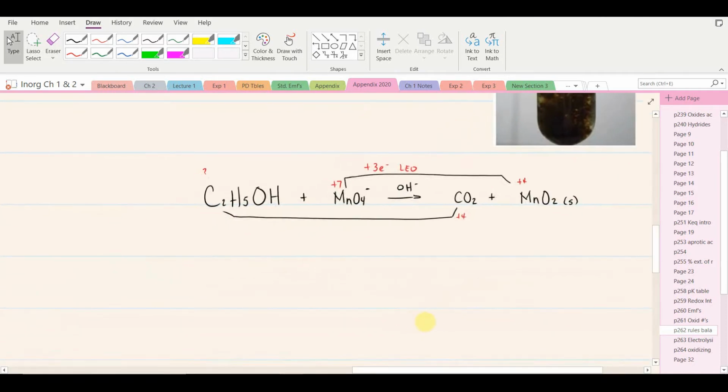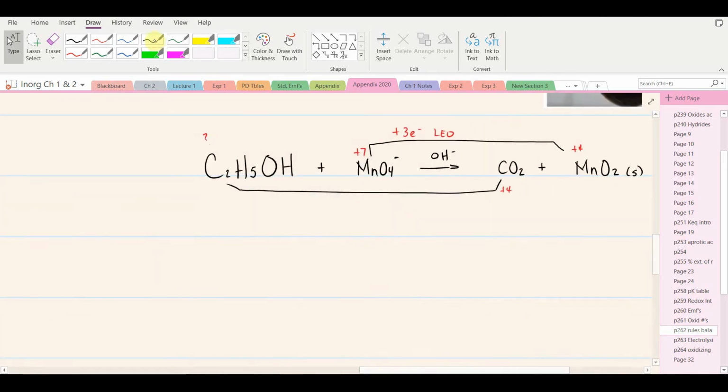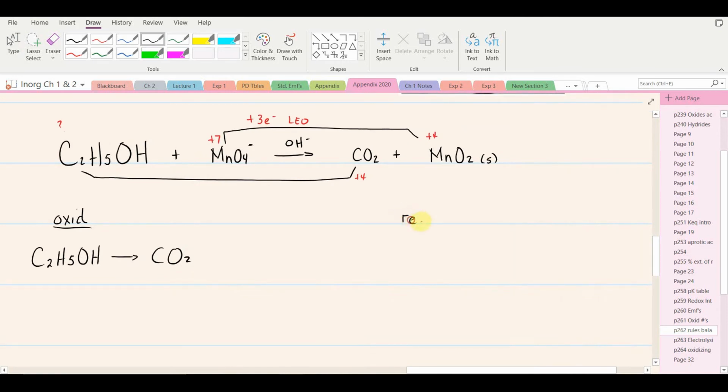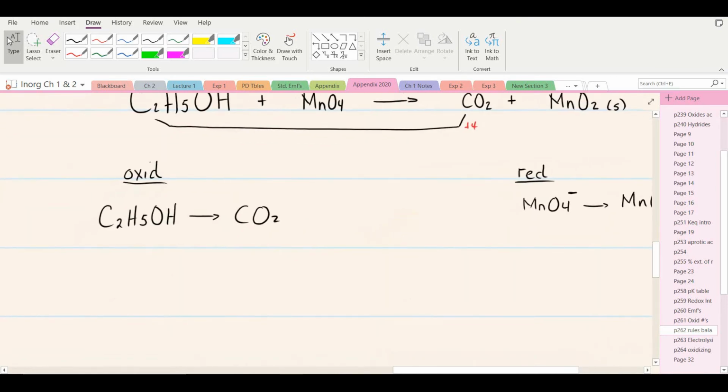The first step is to break this into 2 half reactions. One for oxidation, one for reduction. Again, for oxidation, it's the organic material, ethanol, ethyl alcohol that's being oxidized to CO2. For reduction, again, it's the oxidizer, permanganate ion, that's being reduced, but this time reduced to MnO2. I should mention, be really careful about the charges. You can't leave out charges. If you do, you'll go wrong, and it's important.